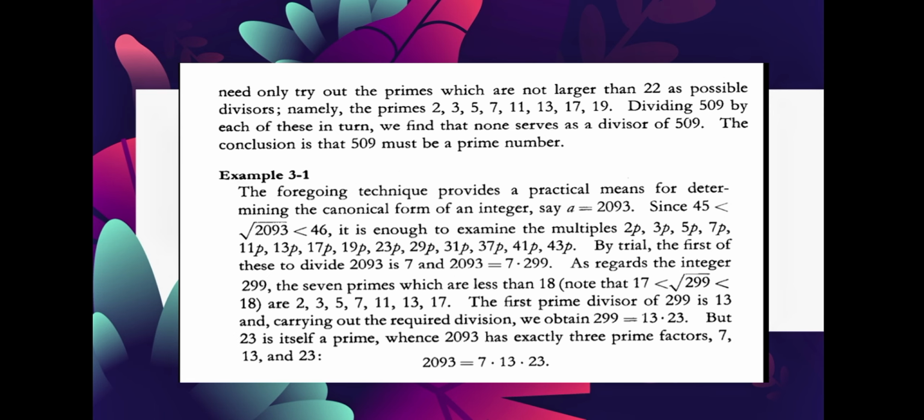Hence, 2093 has exactly 3 prime factors, which are 7, 13, and 23, so that 2093 = 7 · 13 · 23.